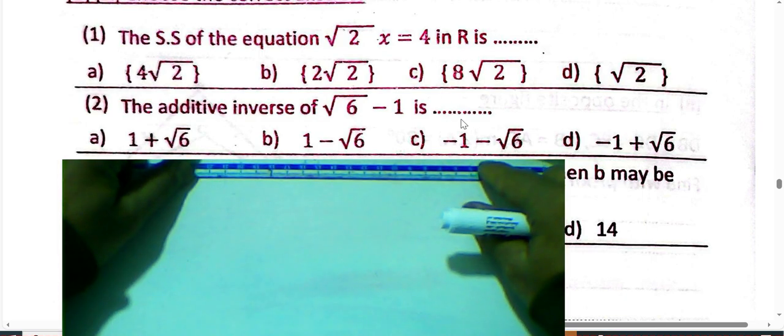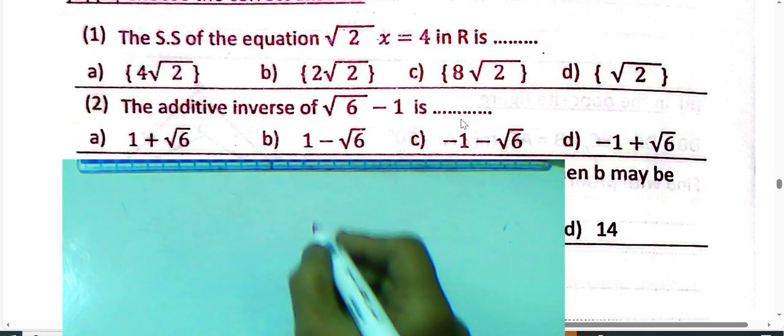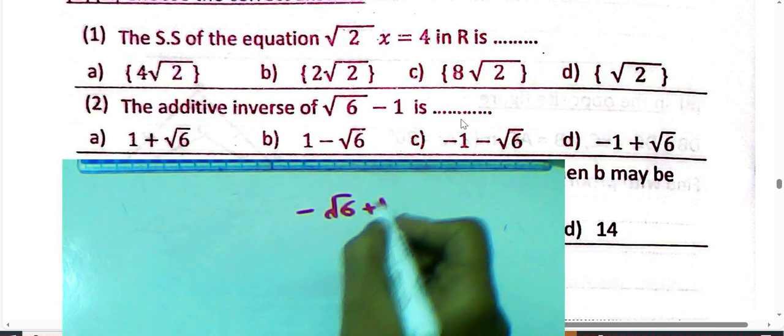The additive inverse of this expression: you must change the sign of the first and second. It will be negative square root of 6 plus 1. We call it an additive inverse. Change two signs.